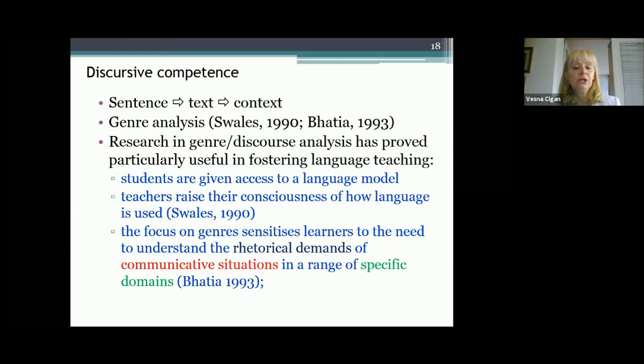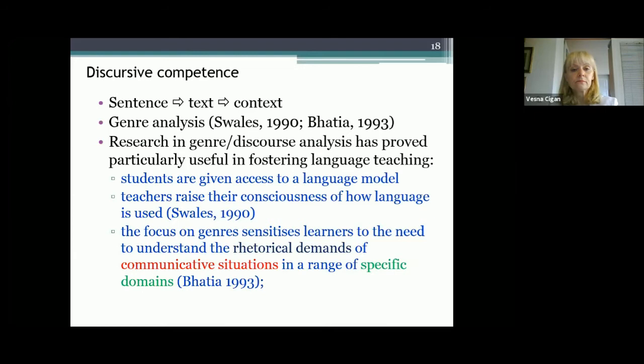Examining genres in professional contexts allows teachers to address a number of fundamental principles of LSP course design. Teachers provide students with access to a particular language model, and they also raise their consciousness of how language is used. The focus on genres also sensitizes learners to the need to understand the rhetorical demands of communicative situations in a range of specific domains.